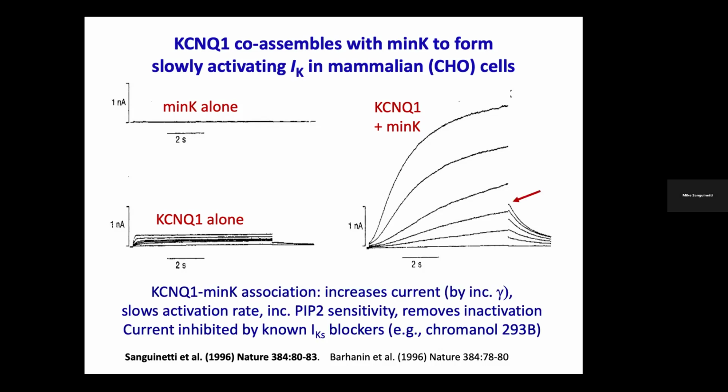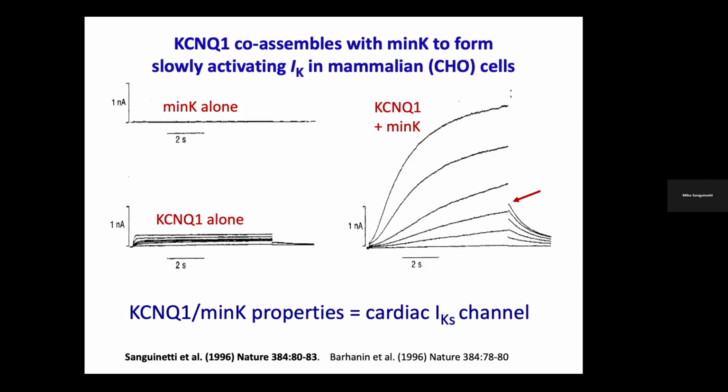And this association increases current mainly by increasing single channel conductance. Just the amount of ion flow in a channel is much, much greater in the heteromer than in the homomeric KCNQ1. And it obviously slows the activation rate, increases PIP2 sensitivity, and removes the inactivation. You no longer see the little hook in the tail. And the currents were inhibited by a known IKs blocker, chromanol 293B, and some benzodiazepines, which were cholecystokinin receptor antagonists that we had discovered at Merck years earlier, that either activated or blocked the channel. They did the same thing to this KCNQ1 and min-K.